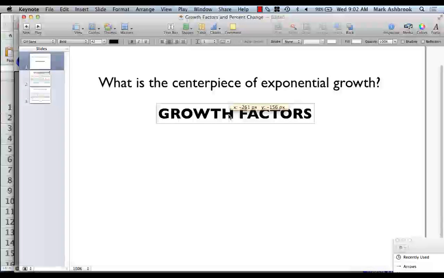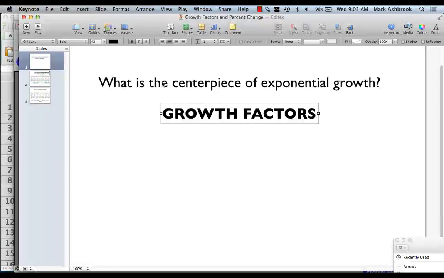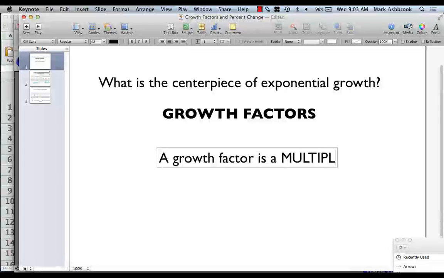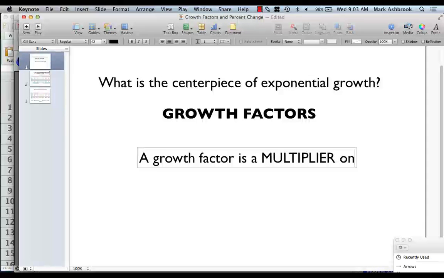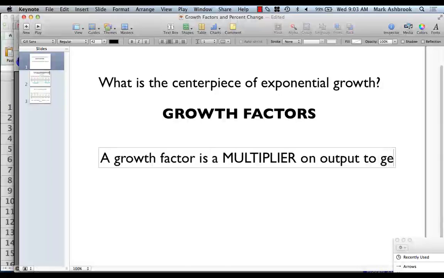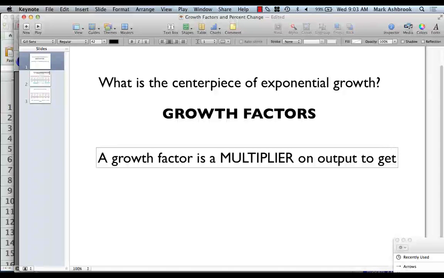In one word, what is it? What's a growth factor in one word? A multiplier. You got it. All right. And what is it a multiplier on? It's on output. A multiplier on output to get another output, okay? To get another output.